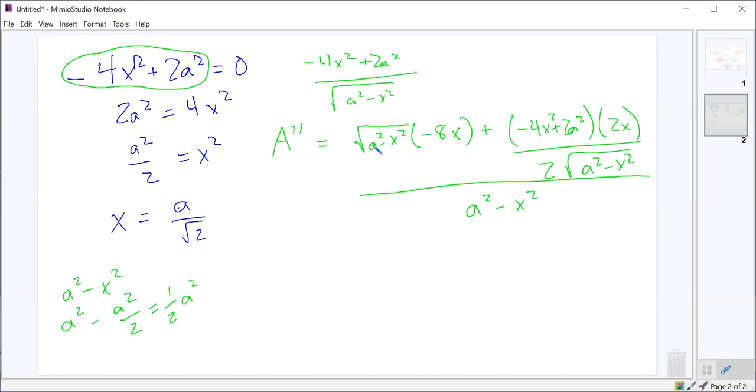So anytime I see an a squared minus x squared, that's just 1/2 a squared. So the square root of this ought to be a over root 2. And then the negative 8x ought to be negative 8a over root 2. And then we've got a plus. Before I distribute anything through, this 2 and this 2 can cancel, right? And so we'll distribute the positive x through there.